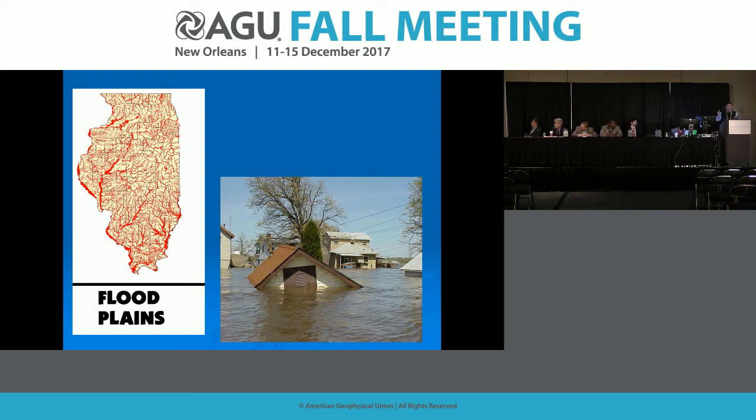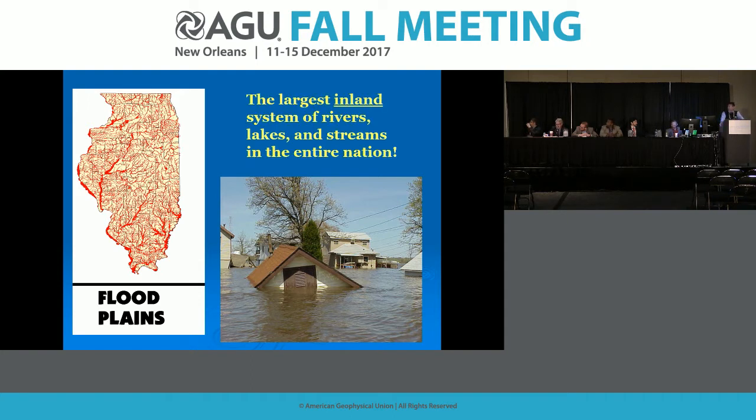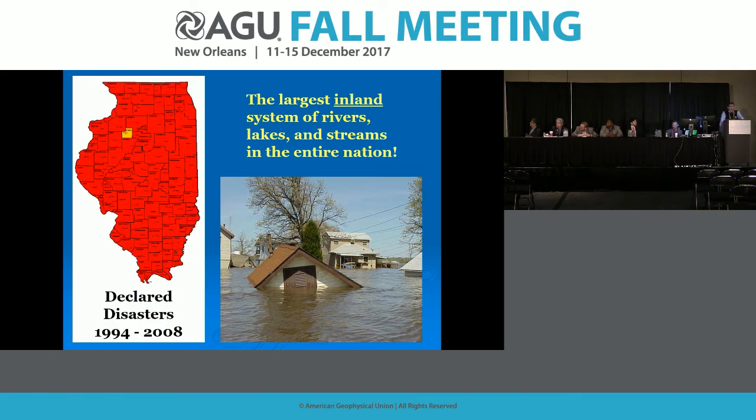2/3 of the nation drains through our state. So if it snows in Saskatchewan or if it's raining in Pittsburgh, Pennsylvania, we are going to get flooded in Illinois. We know it's an inevitability. We actually have the largest inland system of rivers, lakes, and streams in the whole nation. And for people from California that are freaking out right now, notice I underline the word inland states in the nation. So all those rivers, all those floodplains equate to a lot of disaster declarations.